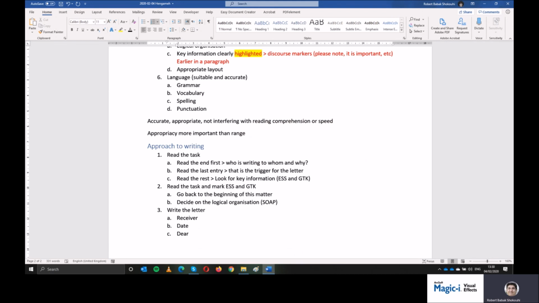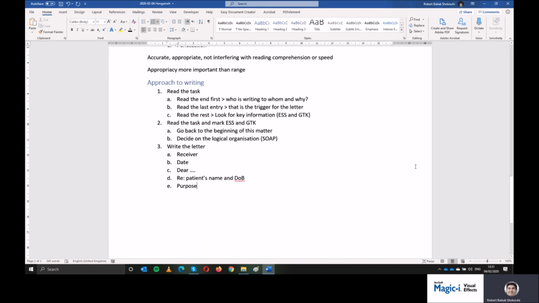Salutation, Dear whoever it is. Then the patient's reference: patient's name and date of birth. Why is date of birth important? I think it is to identify the patient. That's right, it's a denominator. It's basically like the father's name that we use in Iran. And then the next one is the purpose. Early in the document, the first paragraph in the letter is the purpose.